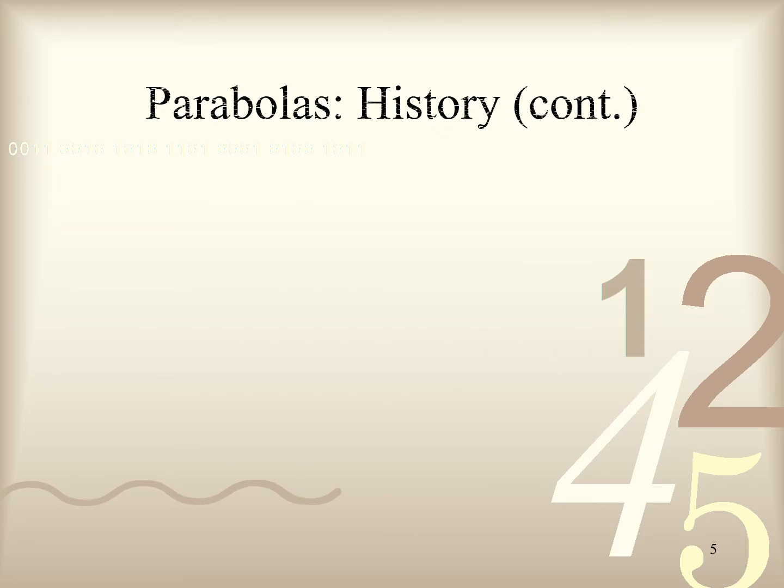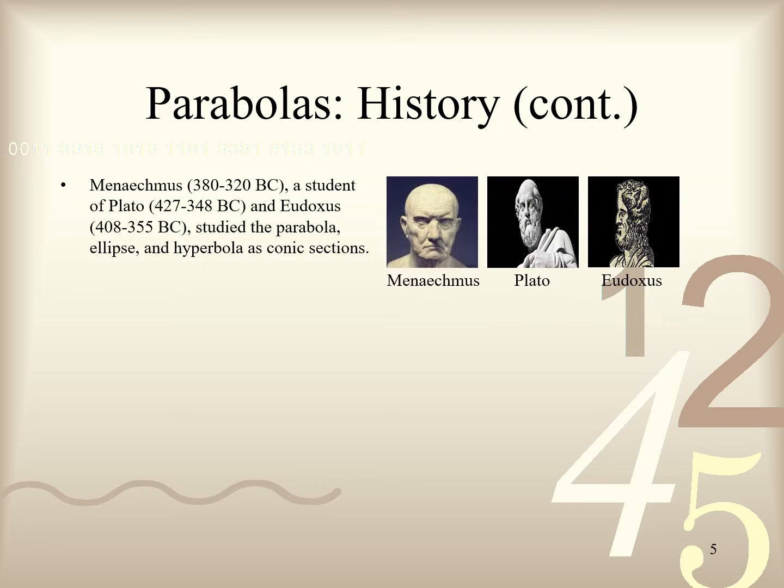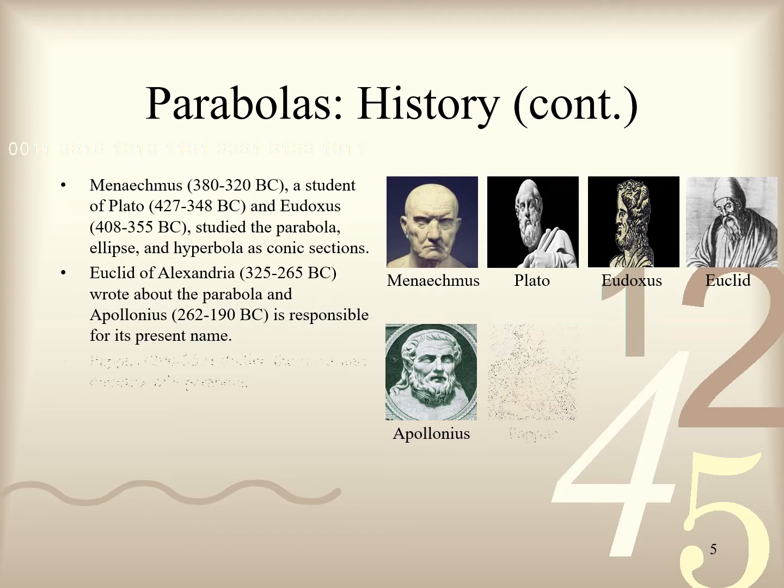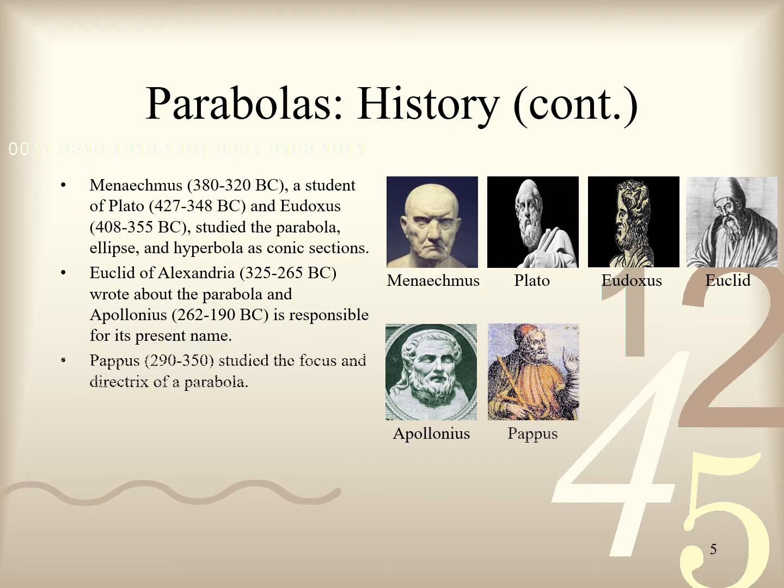Here's some more historical background on parabolas. In the 4th century BC, the Greek mathematician Menaechmus, a student of Plato and Eudoxus, studied the parabola, ellipse, and hyperbola as conic sections. Toward the end of the 4th century BC and the beginning of the early 3rd century BC, Euclid of Alexandria wrote about the parabola, and by the late 3rd century BC, Apollonius actually became responsible for its present name. By the 3rd century AD, Pappus studied the focus and directrix of a parabola. These terms will be defined in more detail shortly.